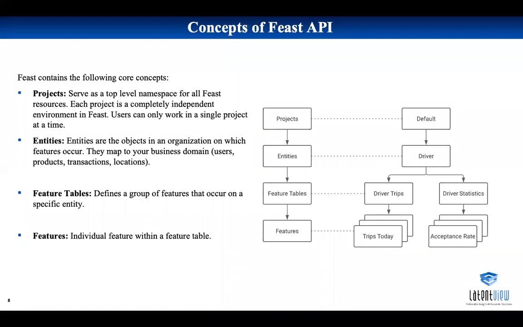And then we have feature tables. In this example we are not maintaining everything in a single table, we have different tables. We have driver trips as a separate table and driver statistics as a separate table. These tables are linked to the entities table using a primary key, which will be referred to when we join them in future. So these are the basic concepts of Feast API.